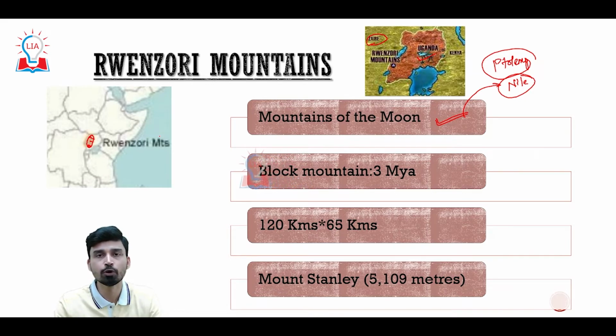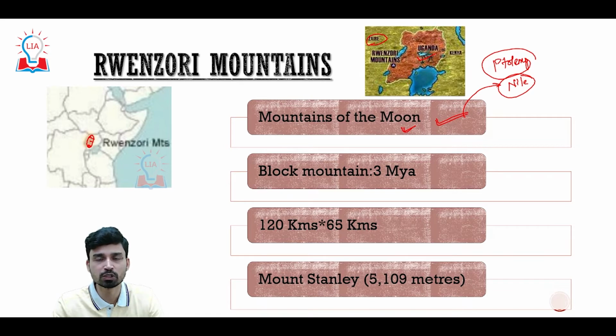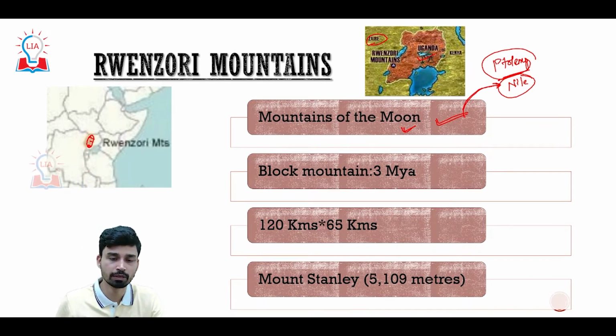And since the upper part of this Rwenzori mountain was always covered by snow or glaciers, the local people used to call it the moon due to its white color. So that is when the name Mountains of the Moon came into picture, after Ptolemy described this as the source region of River Nile.